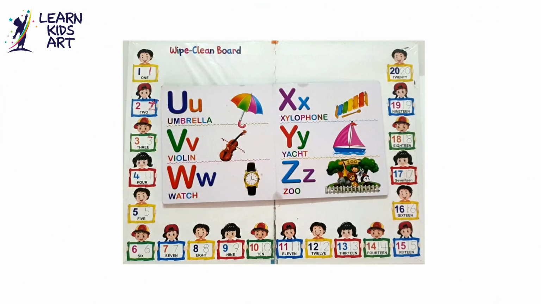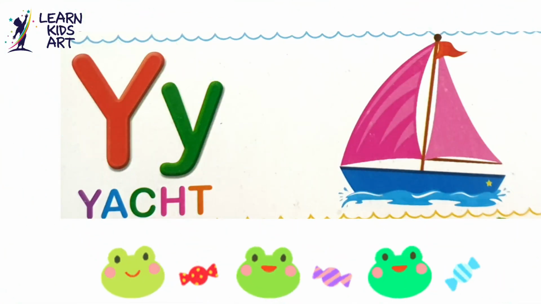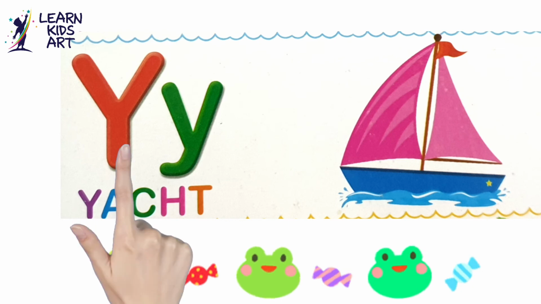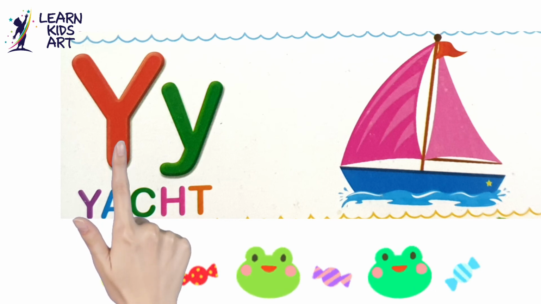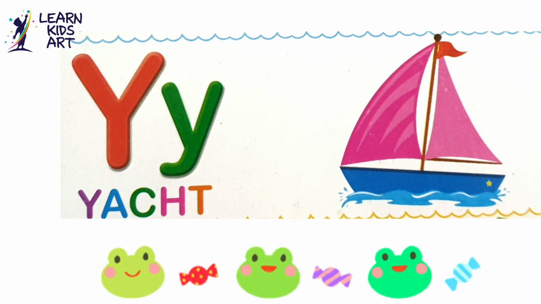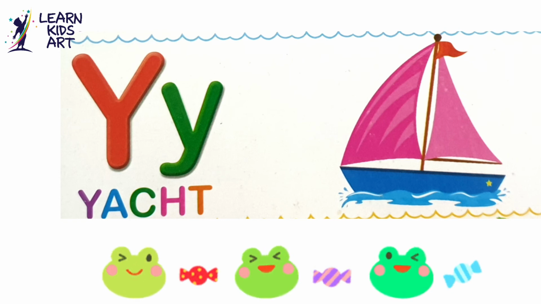Next letter is Y. Y. This is capital Y. This is lowercase y. Y sounds Y. Y is for yacht. Y-A-C-H-T, yacht.